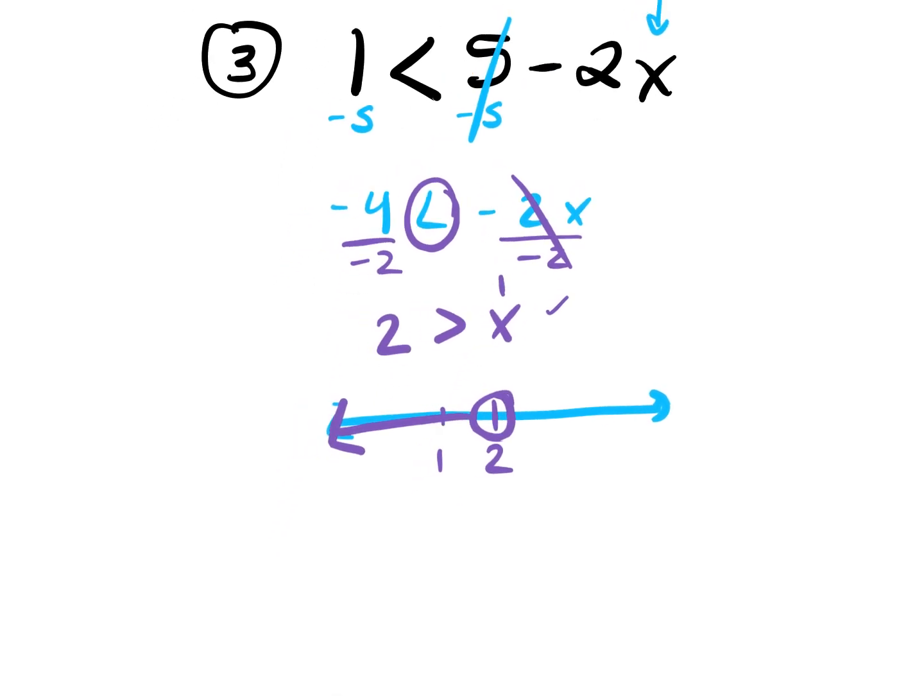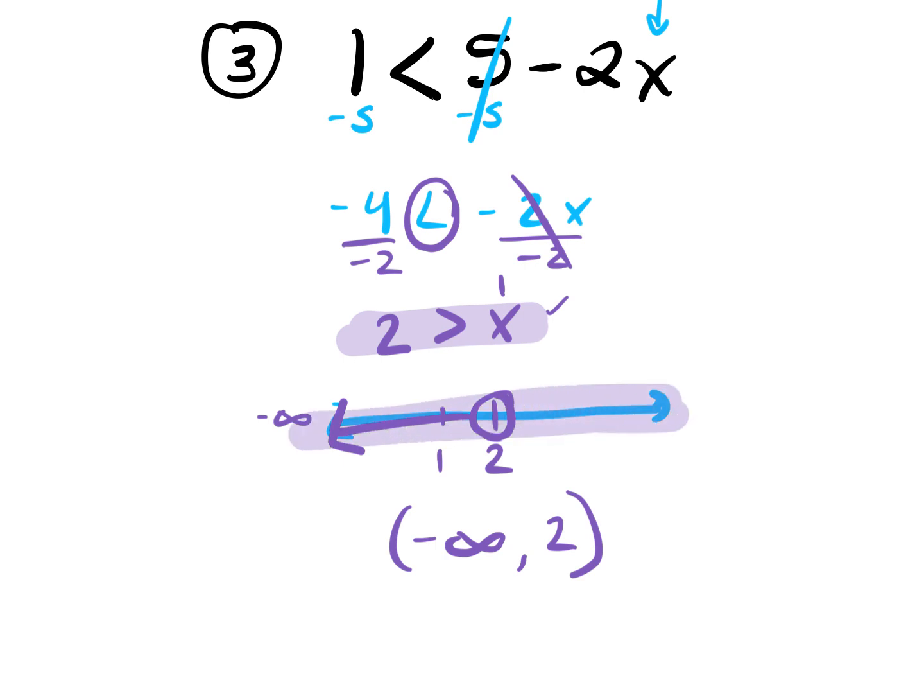Now with interval notation, our line goes to negative infinity, which is smaller than 2. So I'm going to put parentheses, negative infinity. My line ends at my key point, which is 2. It's just a greater than sign, so it gets a parentheses. So that's part of our answer. This is part of our answer. Our number line is part of our answer, and interval notation.